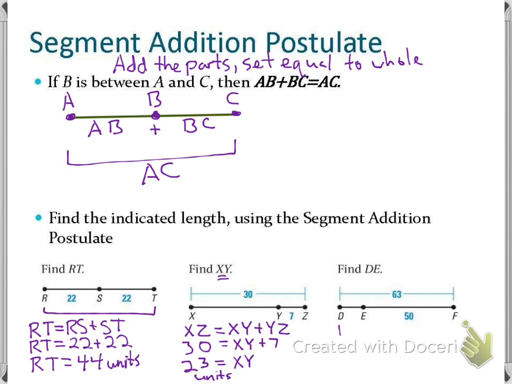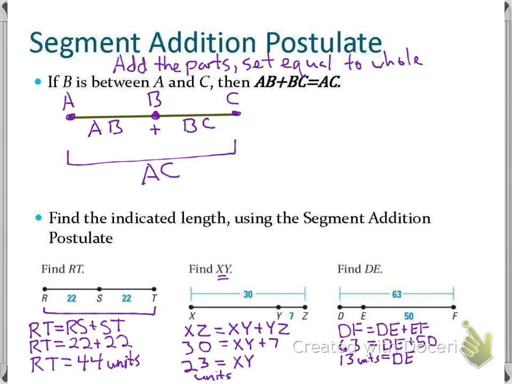Last one, DF is the whole thing. That's equal to the parts DE and EF. If I fill in what I know, 63 is equal to DE plus 50, I find that DE is equal to 63 minus 50, which is 13 units.